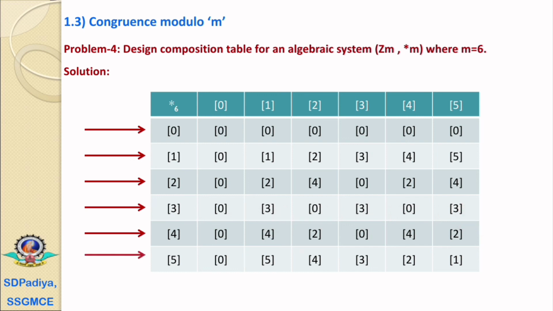Same for the last, that is 5 into 0 is 0, 5 into 1 is 5, 5 into 2 equals 10, 10 mod 6 is 4, 5 into 3 is 15, 15 mod 6 is 3, 5 into 4 is 20, 20 mod 6 equals 2 and 5 into 5 is 25, 25 mod 6 is equal to 1.